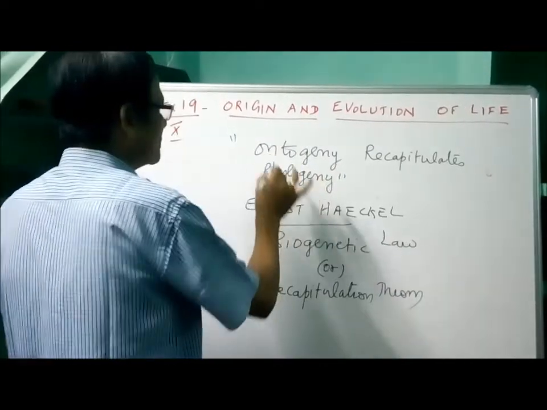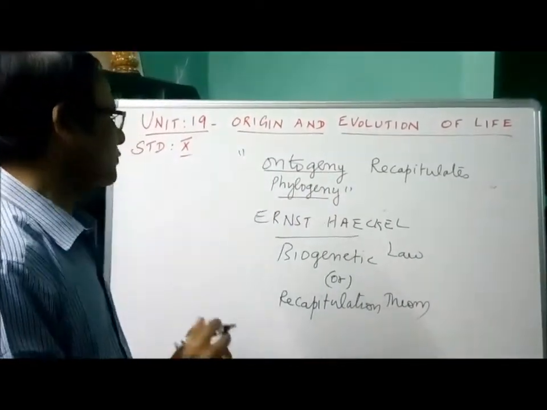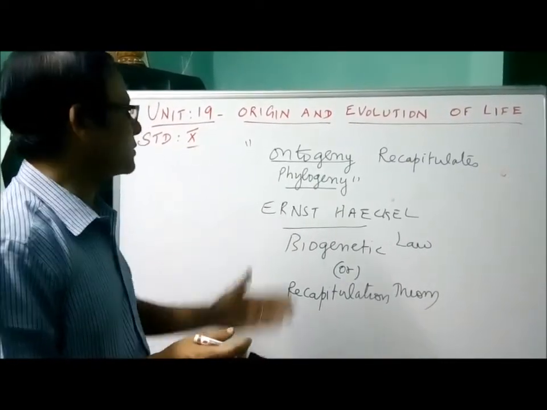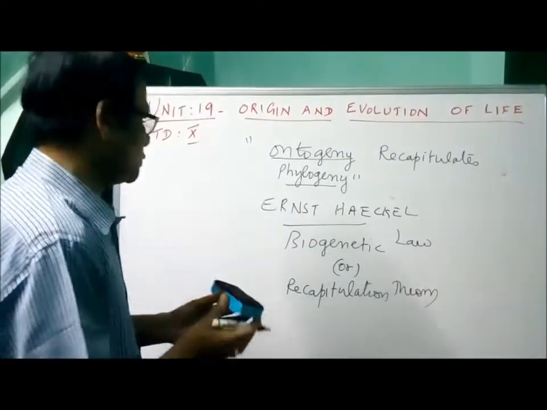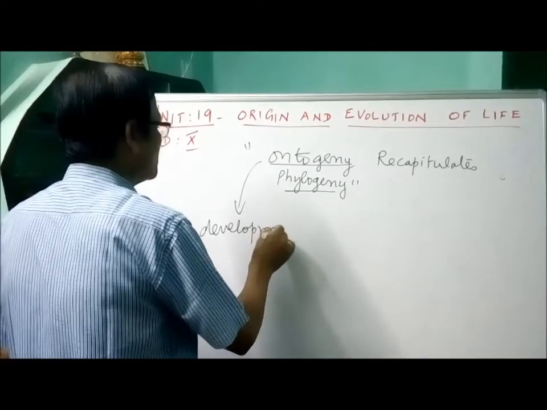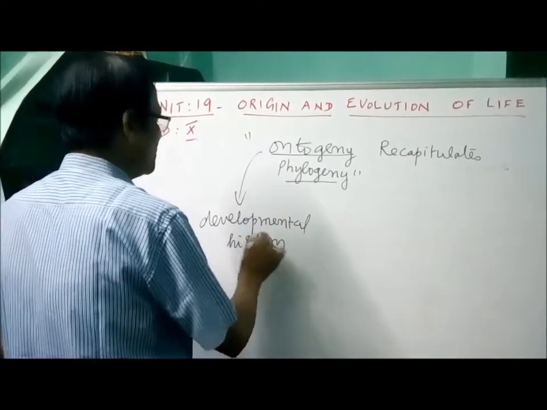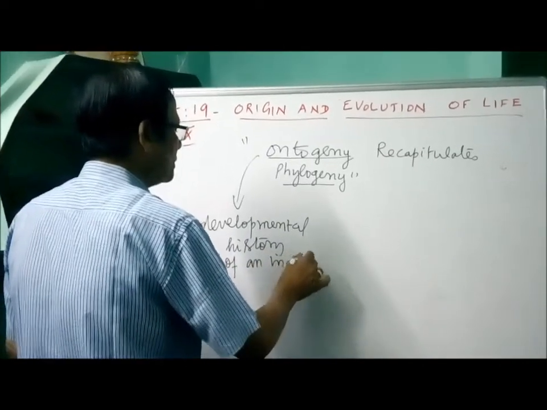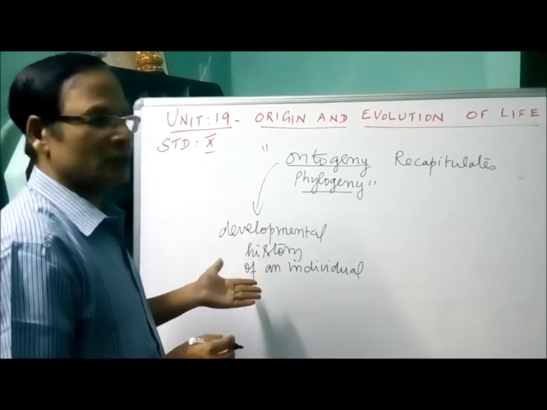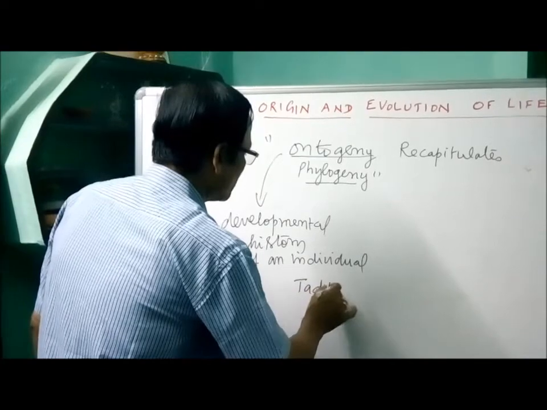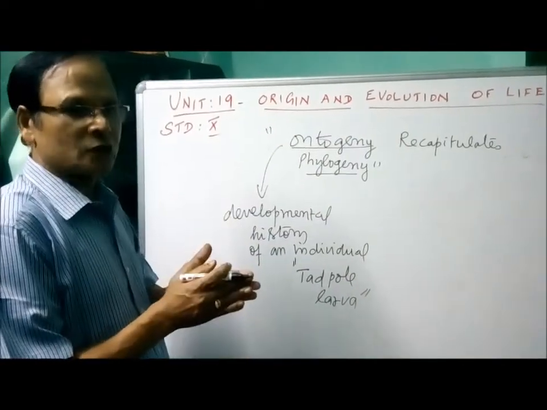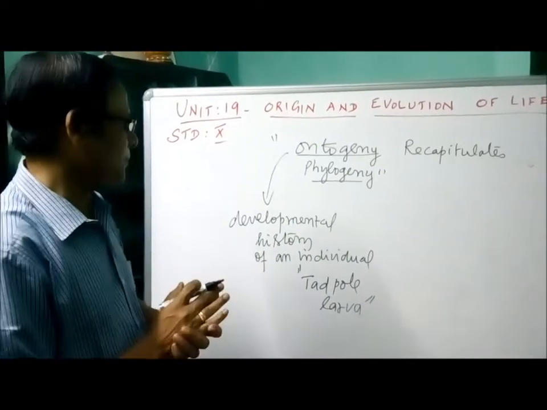For that, you have to know the meaning of the two words, ontogeny and phylogeny. What is ontogeny? The various stages that occur in the development of an individual is called ontogeny. So it is the developmental history of an individual. Say, for example, if you are taking the development of a frog, one of the stages is the tadpole larva. Taking a frog, we have the egg stage, then the larva stage, then the adult stage. That is called ontogeny.